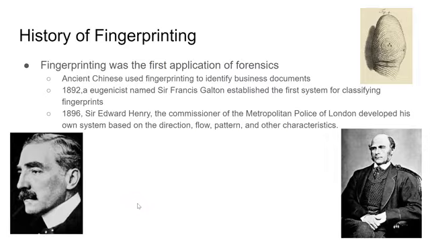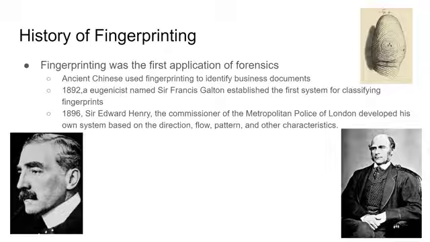The first thing that we're going to talk about is the history of fingerprinting. Fingerprinting was the first application of forensics. The ancient Chinese used fingerprinting to identify different business documents. A lot of times you would have seen letters sealed with wax, and they would have put a thumbprint in it or some sort of stamp or seal. This is kind of one of the first evolutions of fingerprinting.